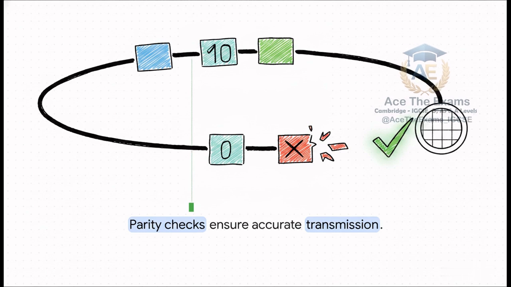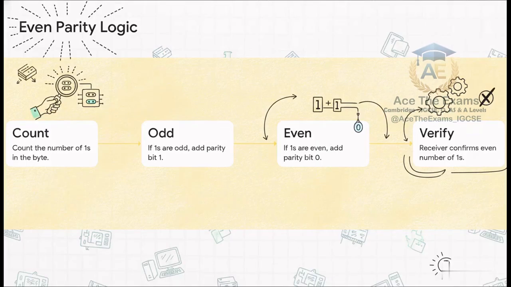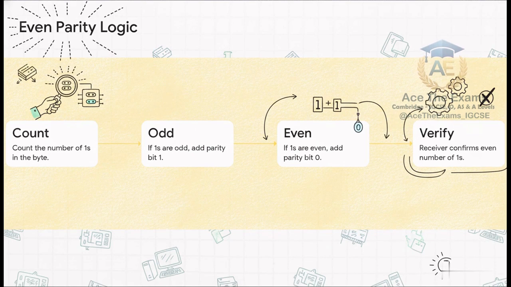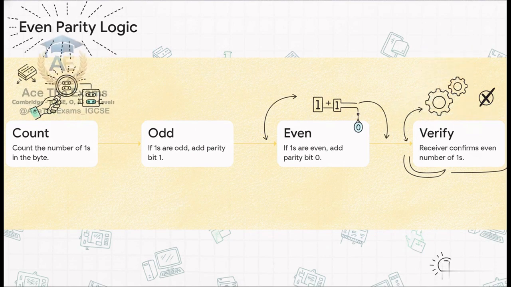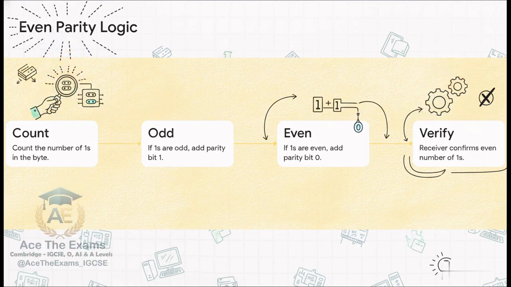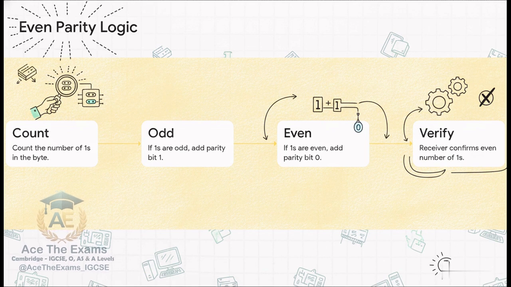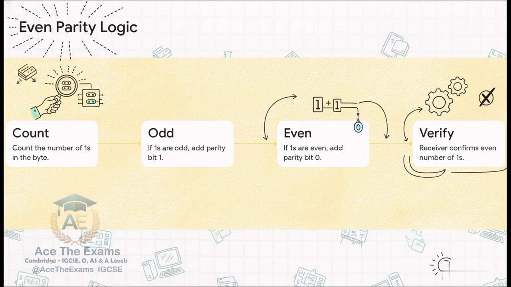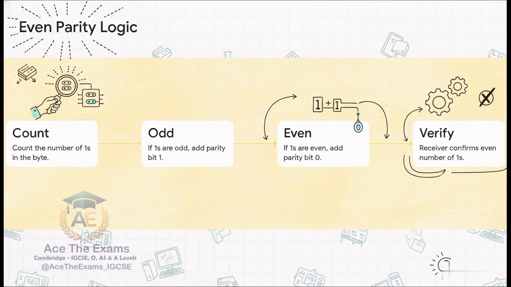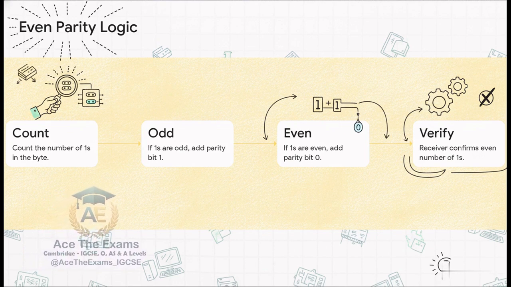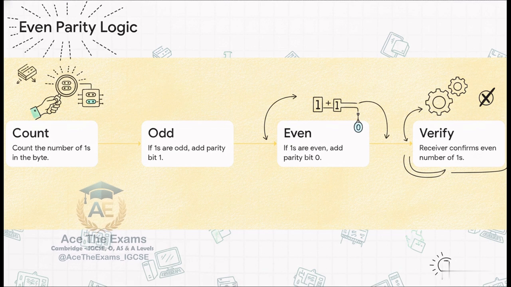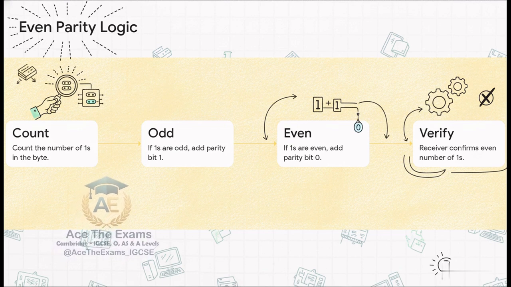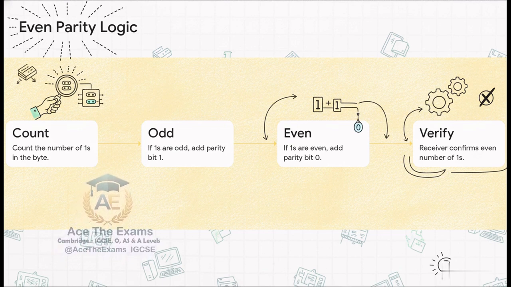It's a brilliant, highly logical system. Examiners love asking you to step through this exact logic. For an even parity system, the sending device counts the ones in the byte. It then adds an extra parity bit to the end to ensure the total number of ones is an even number. When the receiving device gets the data, it counts the ones again. If it counts an odd number, it immediately knows a bit was flipped and an error occurred during transfer.